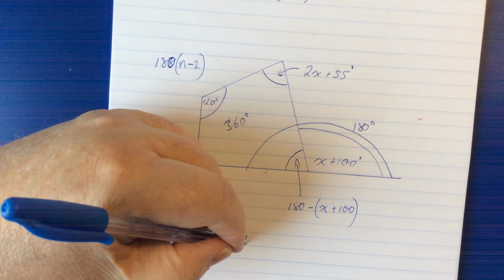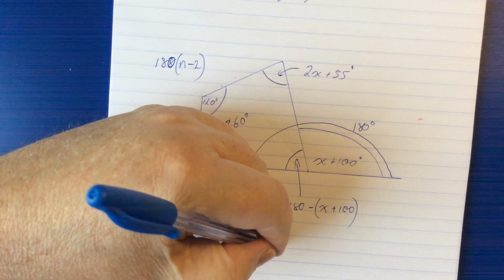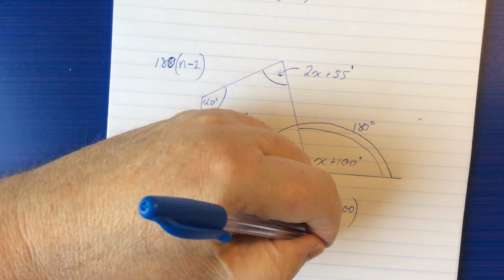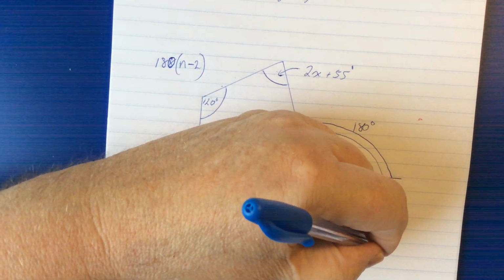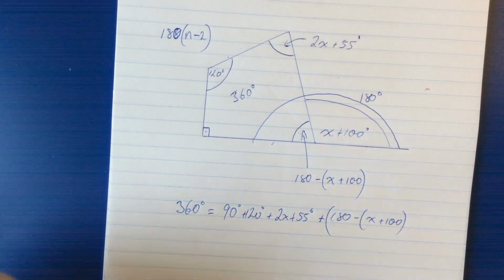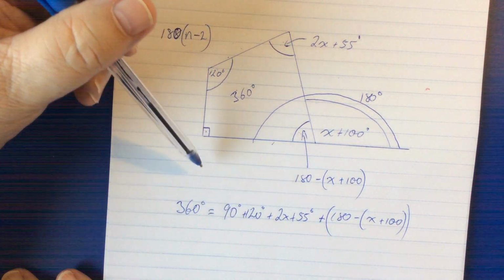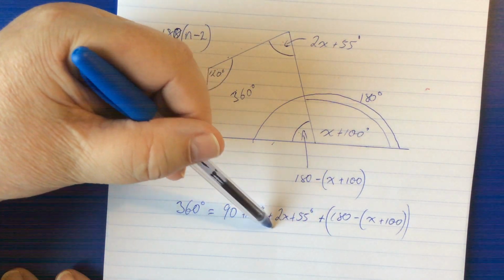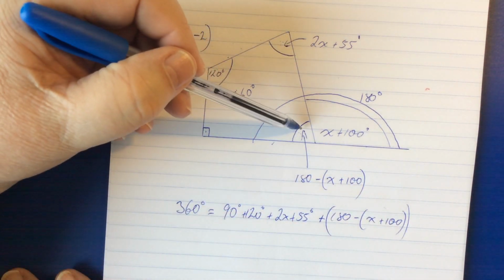plus 120 plus 2x plus 55 plus 180 minus x plus 100. That's quite a mouthful. So this angle is here, this angle is here, this whole thing is this angle, and this is this angle in here.